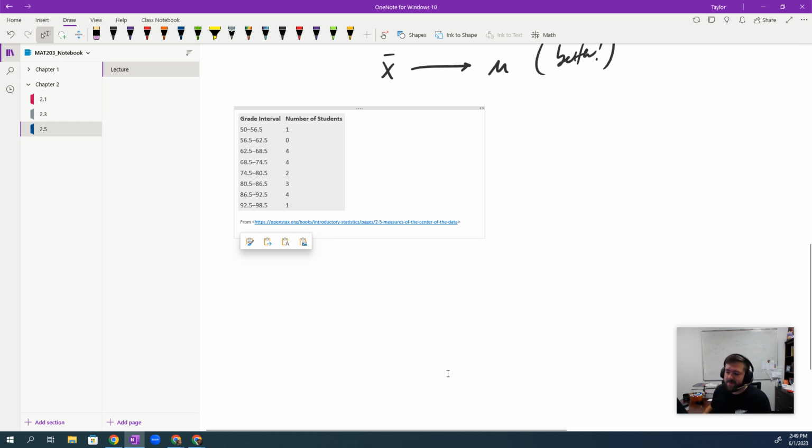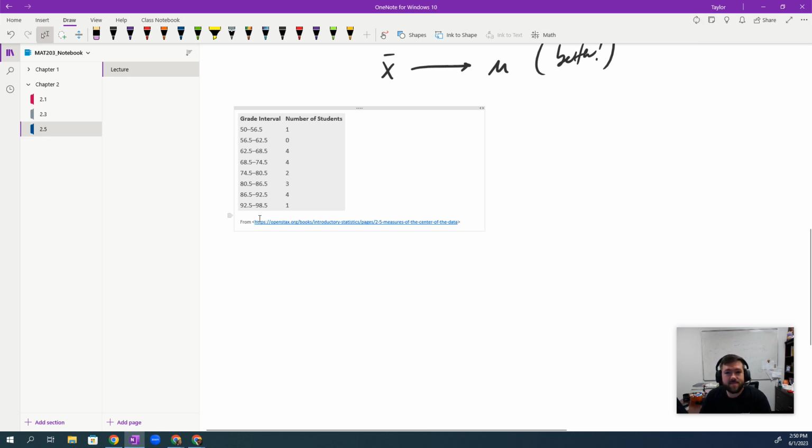Now, of course, if we're the teacher, we actually have these exact values and we can do it. But given the data presented to us like this, where we only have a range, how are we going to estimate the mean? Well, what we're going to have to do is pick a value to represent each interval. So I want you to pause the video and think about this. What would be the most reasonable value to pick to represent each interval?